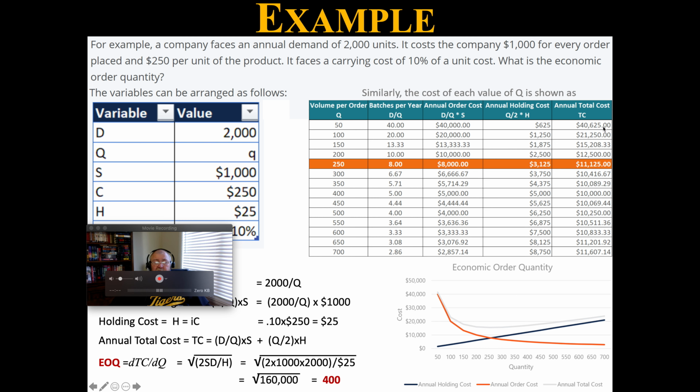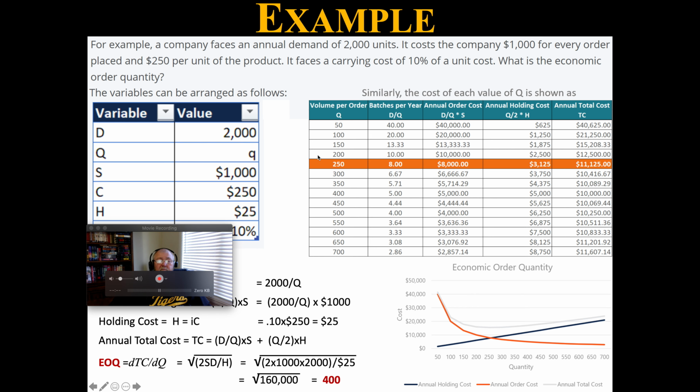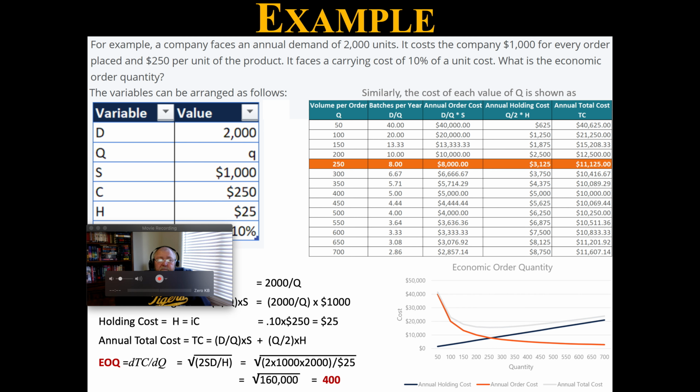So $40,625 for your annual total cost. Okay, what if you were doing, say, 250? Well, let's see. 2,000 is the annual demand, divided by 250 is 8 orders. That would cost you $1,000 per order as a fixed cost, $8,000. But then there would be the annual holding cost, which you could find to be $3,125. So a total annual inventory cost of $11,125.